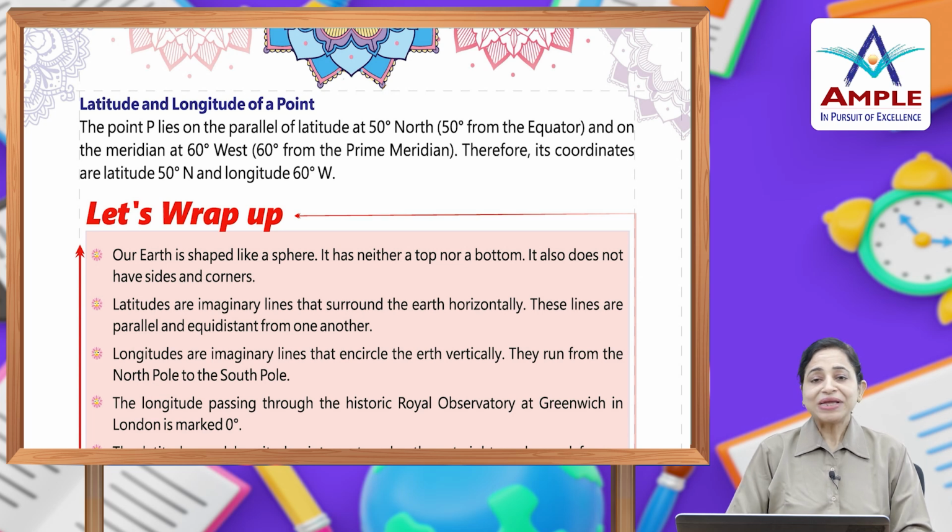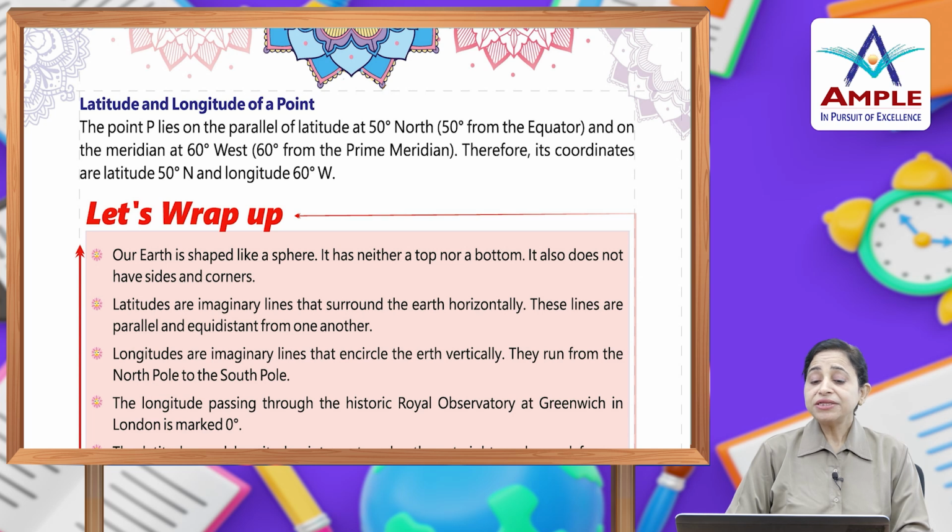So now let's quickly wrap up. In wrap up, it's the summary of the chapter. Whatever you have read till now, you can recall this through these lines or through this summary. Let's wrap up quickly. Our earth is shaped like a sphere. It has neither a top nor a bottom. It also does not have sides and corners.